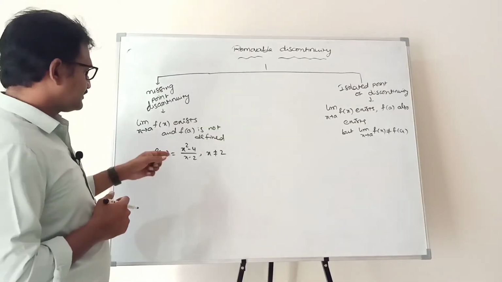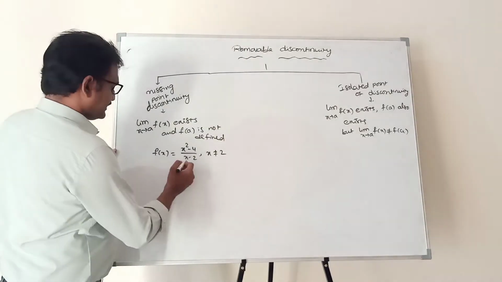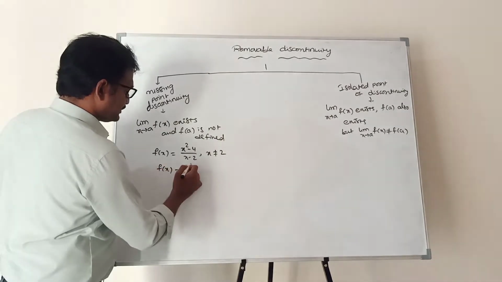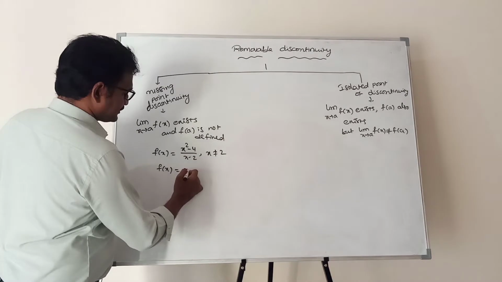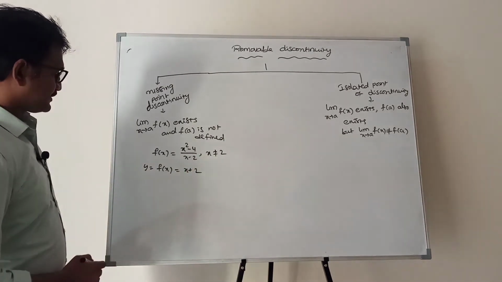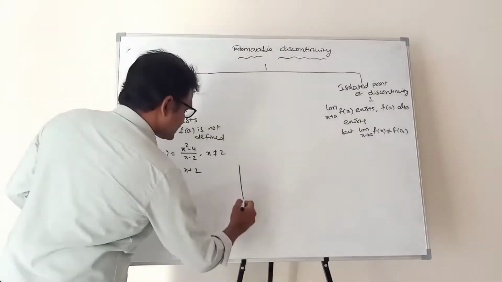f(x) = (x² - 4)/(x - 2). If you simplify this, how much will you get? (x - 2)(x + 2)/(x - 2), so you will get f(x) = x + 2. That means y = x + 2.